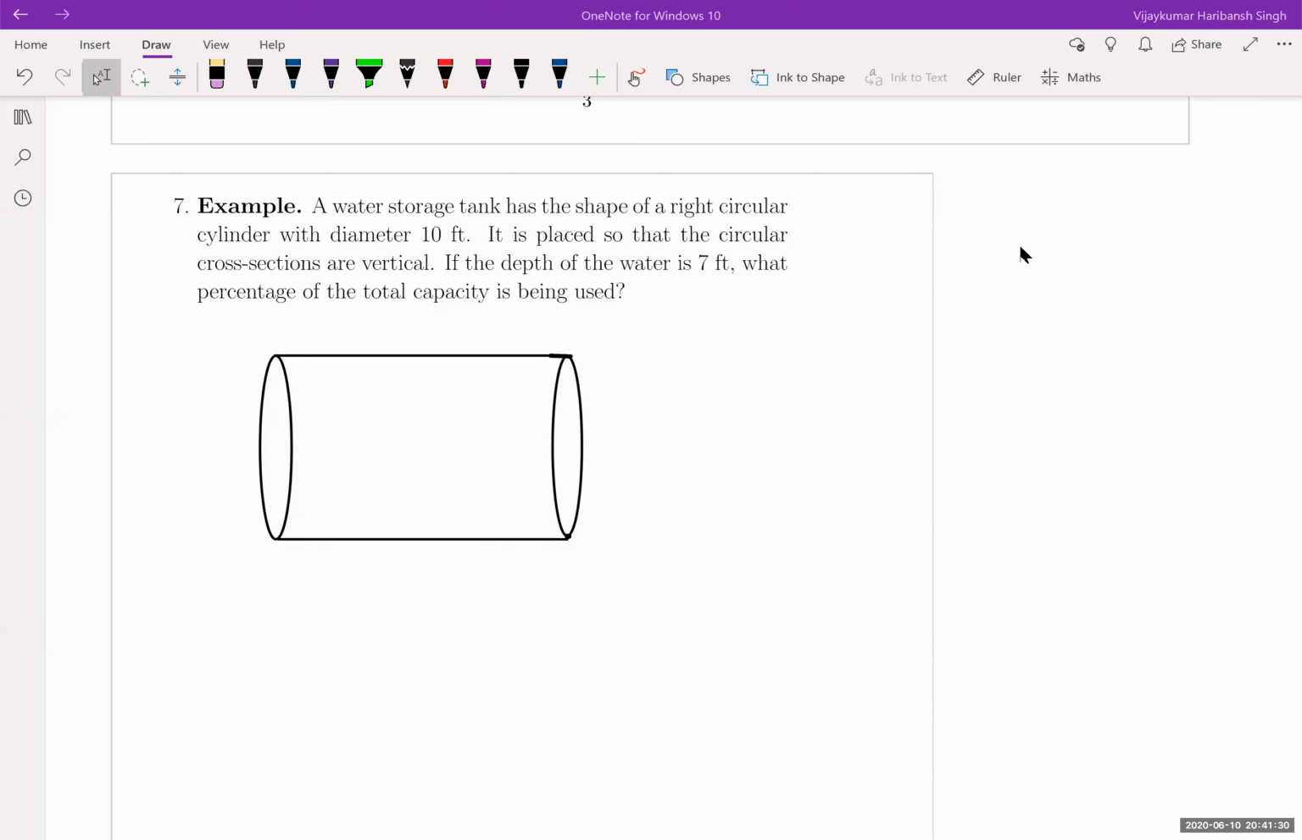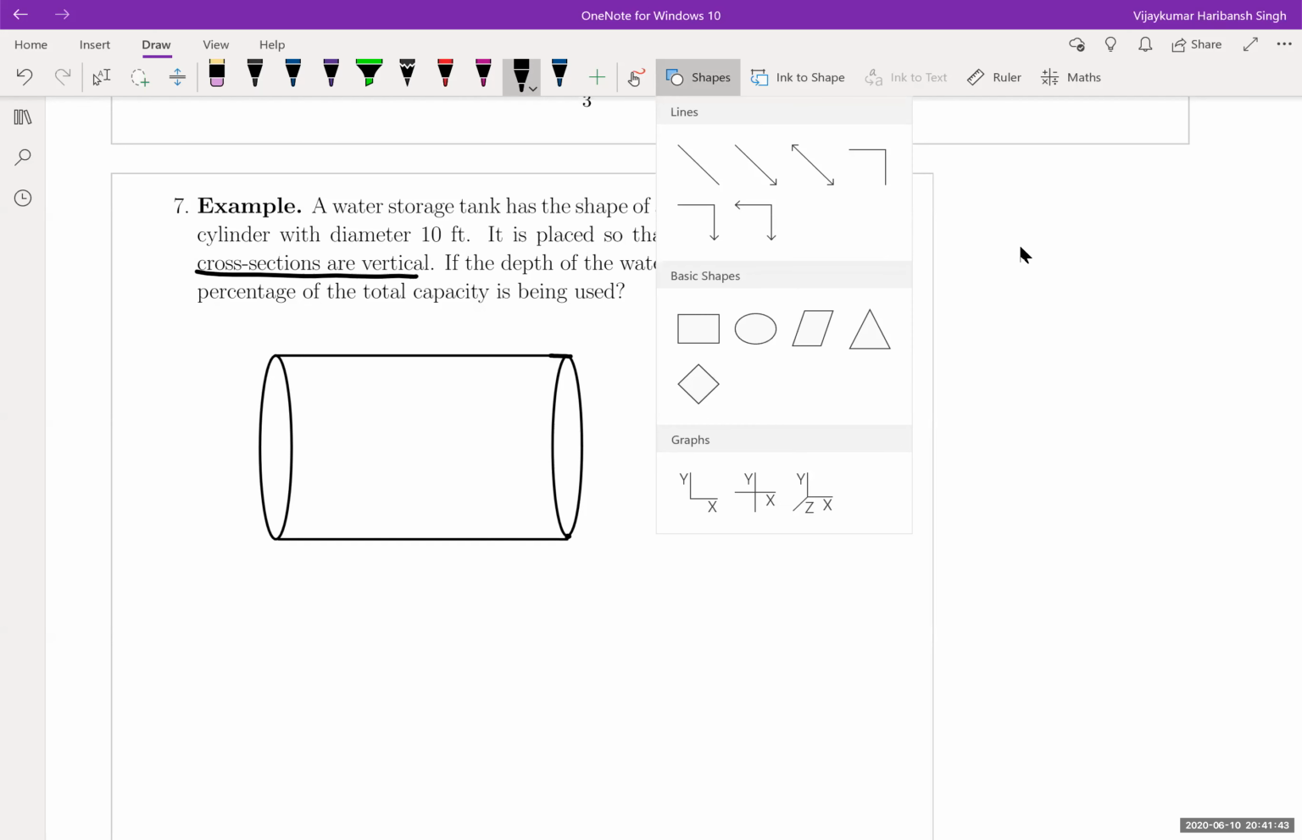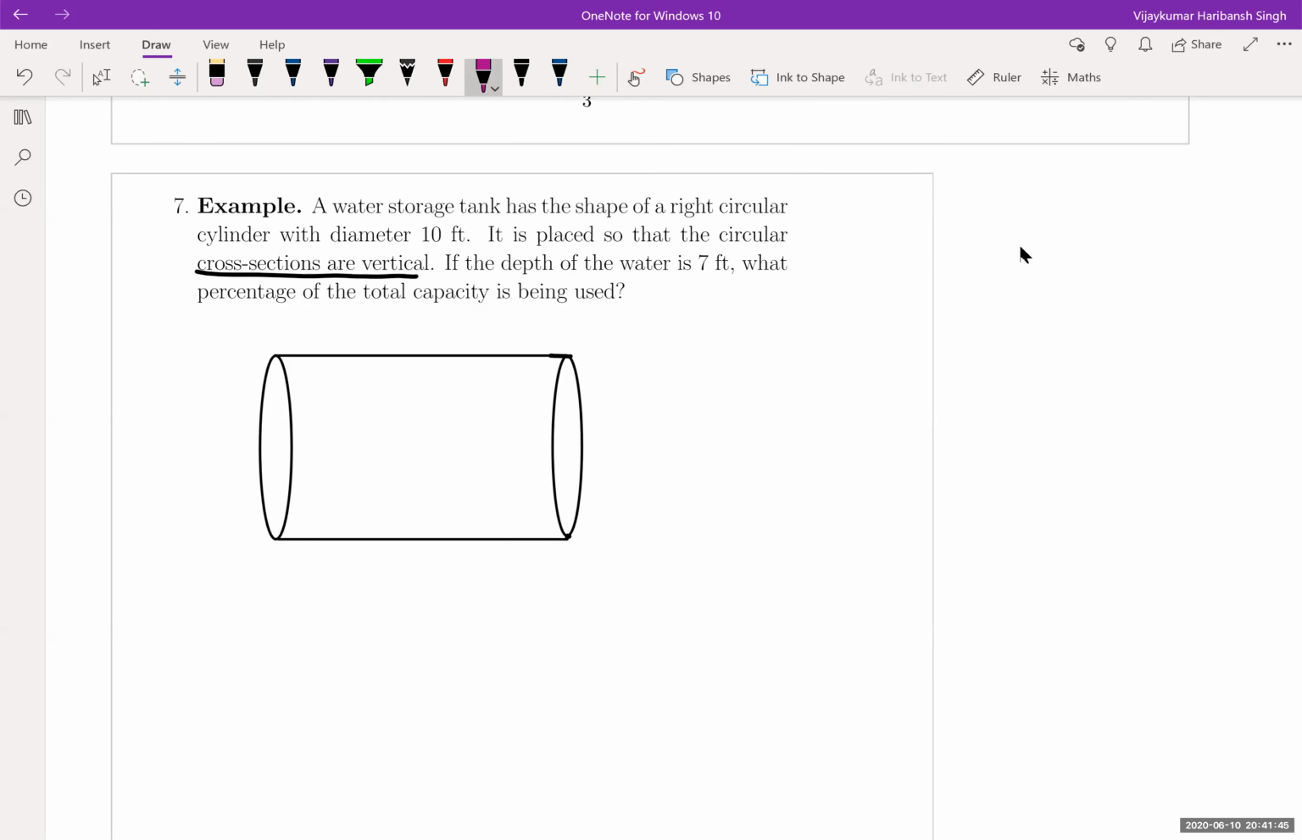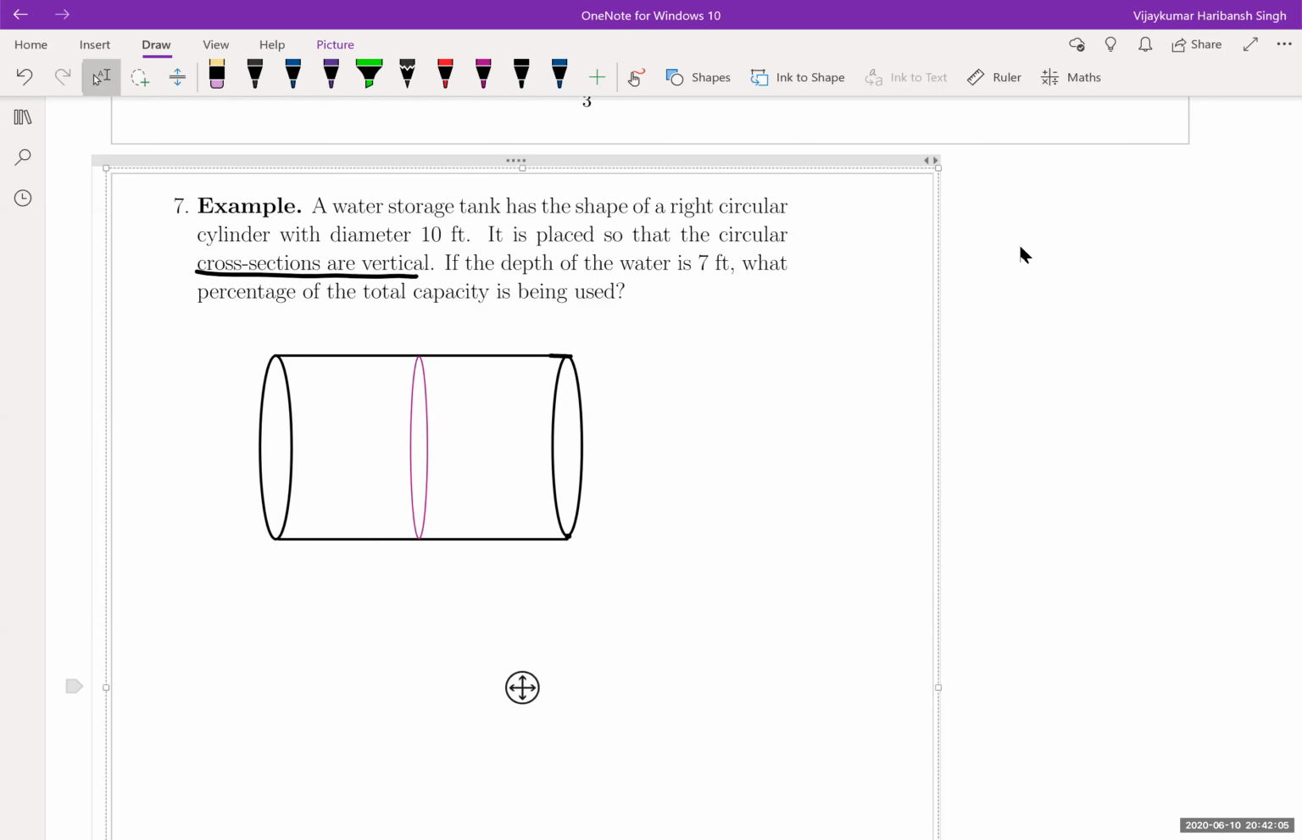So we have a circular tank that has the shape of a right circular cylinder with diameter 10. It is placed so that the circular cross sections are vertical. So what is your cross section? Your cross section is this part here, right? So this is your cross section. You want the circular cross section to be vertical. So this is how the tank is placed.